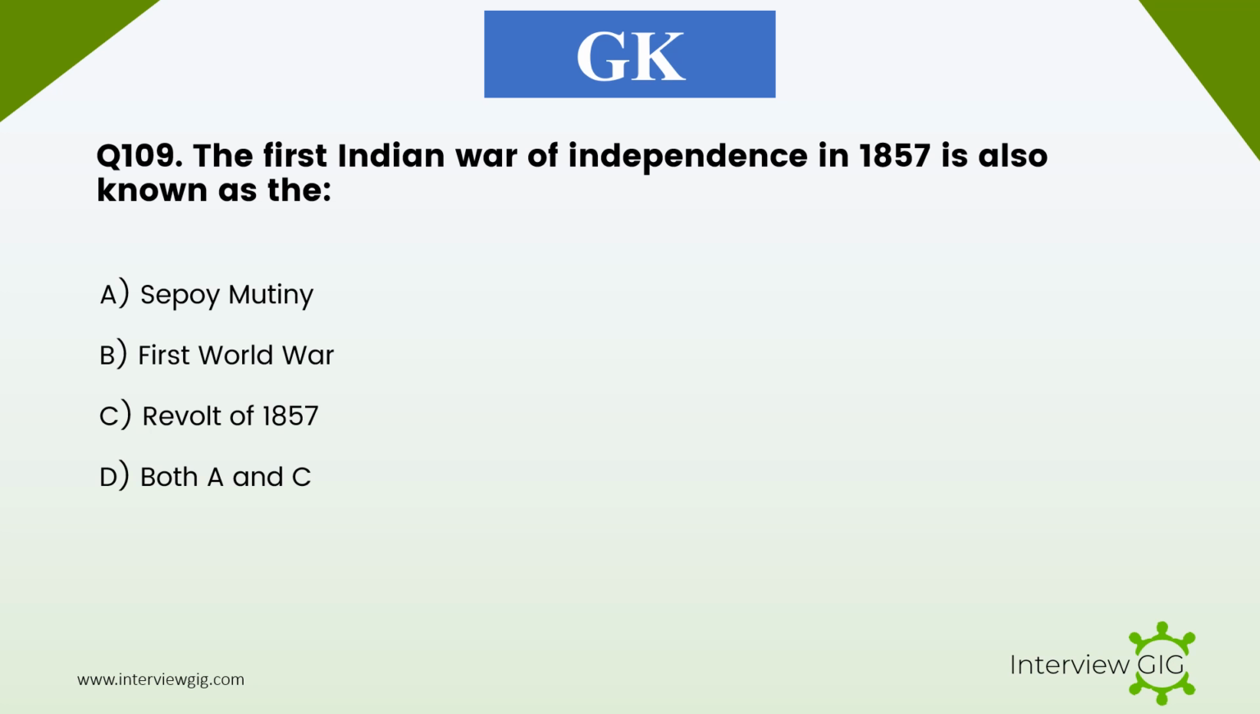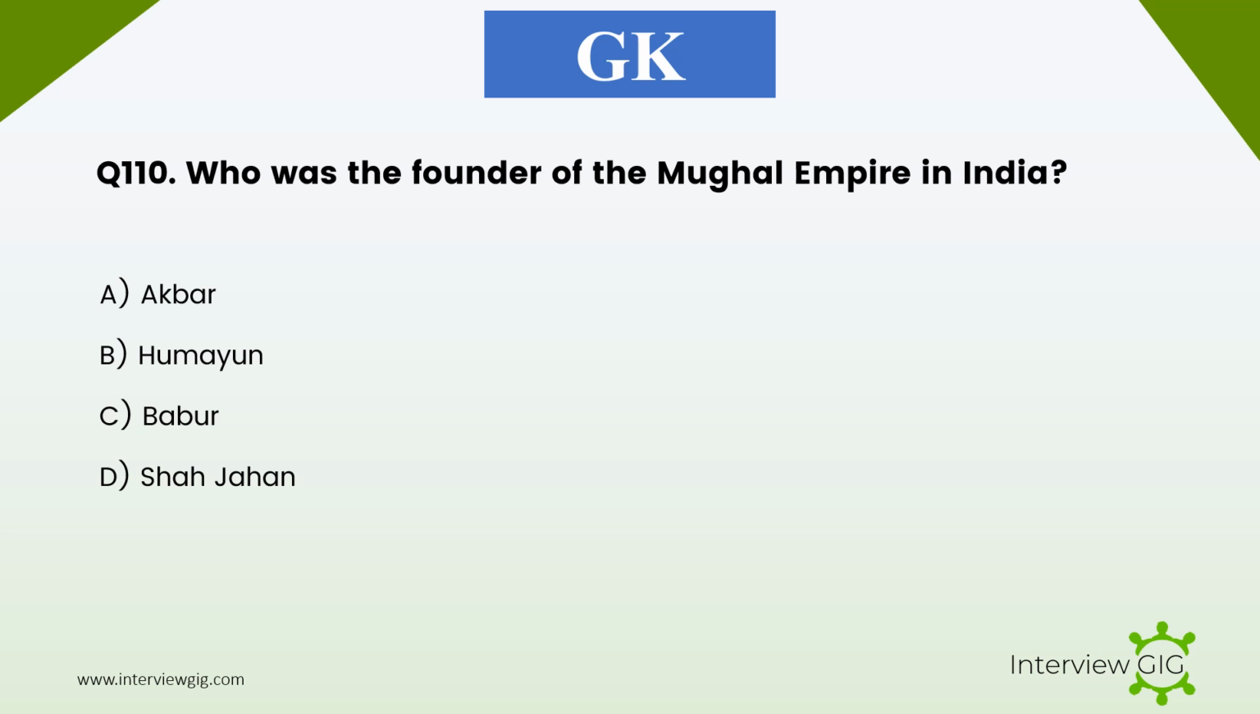Next question. The First Indian War of Independence in 1857 is also known as the A. Sepoy Mutiny. B. First World War. C. Revolt of 1857. D. Both A and C. Answer D. Both A and C.